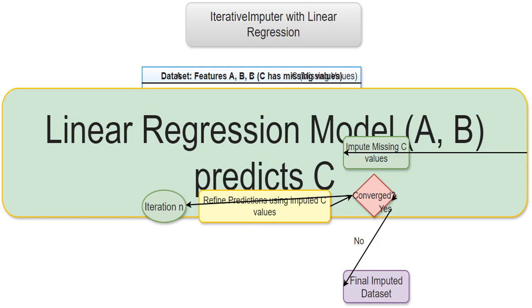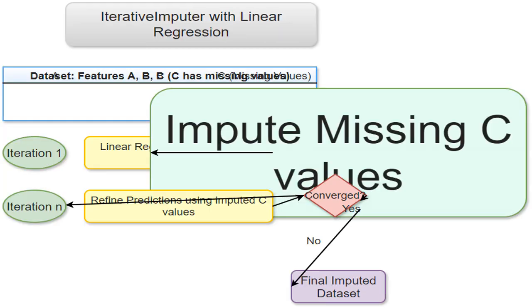I use a linear regression model where features A and B are the input and feature C is what I'm trying to predict. Think of it like this. I'm finding a line of best fit to show how A and B relate to C. I use this line to guess the missing C values based on the values I already have for A and B. I use the predictions from the linear regression model to fill in the missing values in feature C. This is my first imputation step.